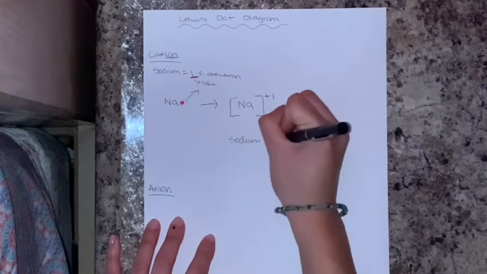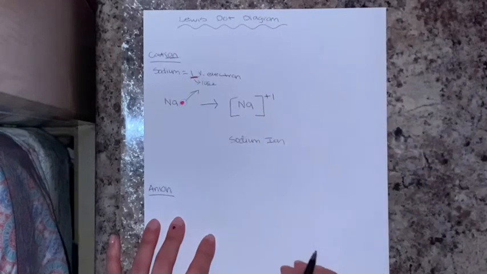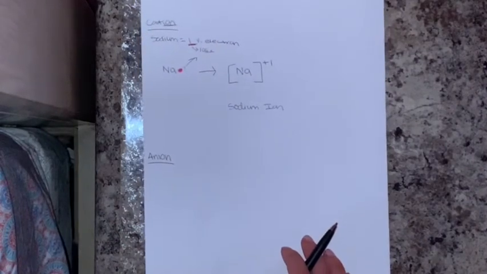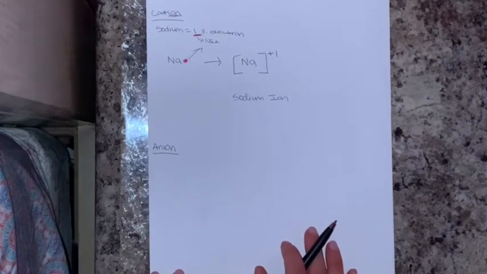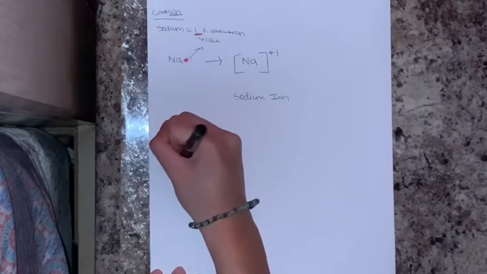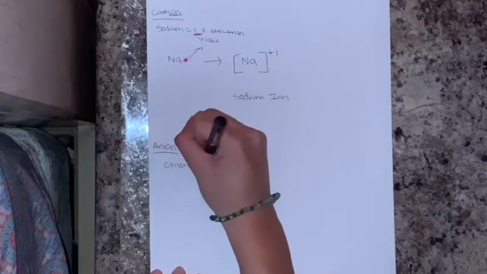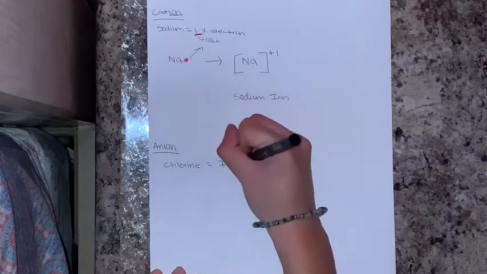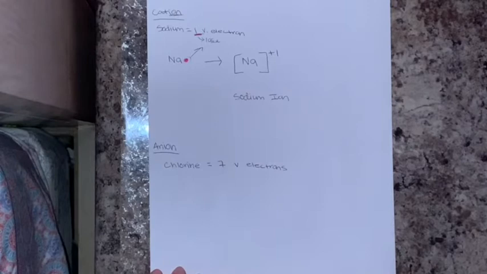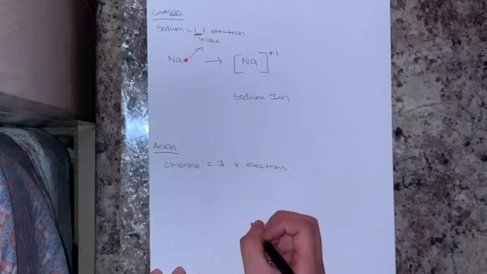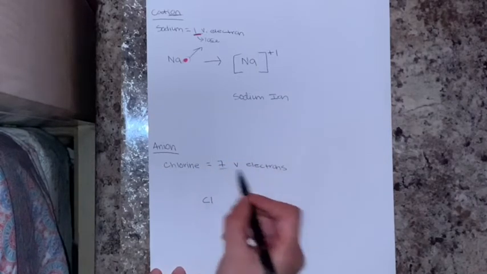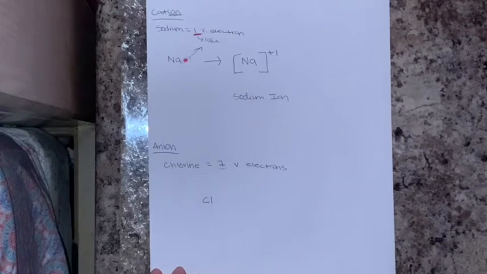And so that is sodium's ion in a Lewis dot diagram form. And so now we're going to be doing an anion, and we're going to be doing the element chlorine. And chlorine has 7 valence electrons. And like we did in the example above, we're going to put chlorine's chemical symbol in the center. And we're going to put the 7 valence electrons around the chemical symbol.